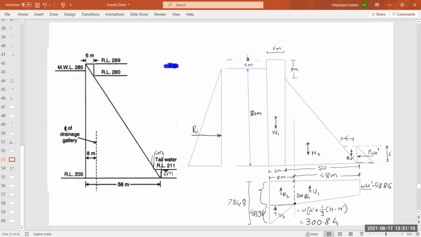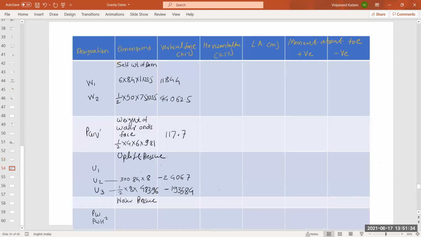So now we will calculate U1. How to calculate U1? We will take average of these two values, 300.84 and 58.86, into base width 48. So let us write for this. At first take average of these two values, that is 300.84 plus 58.86 divided by 2, into 48 meter. Okay, and this comes out to be 8632.8, and this is also upward, so it is negative.